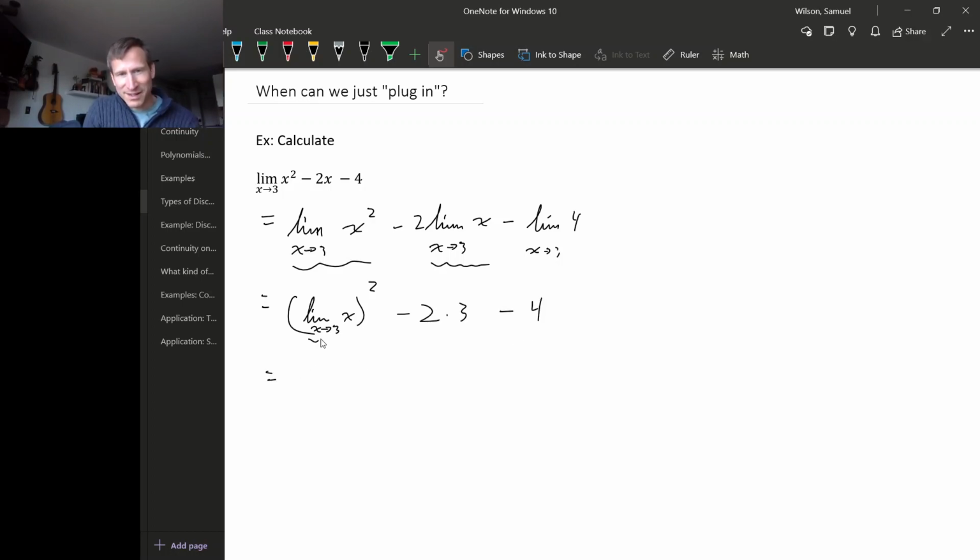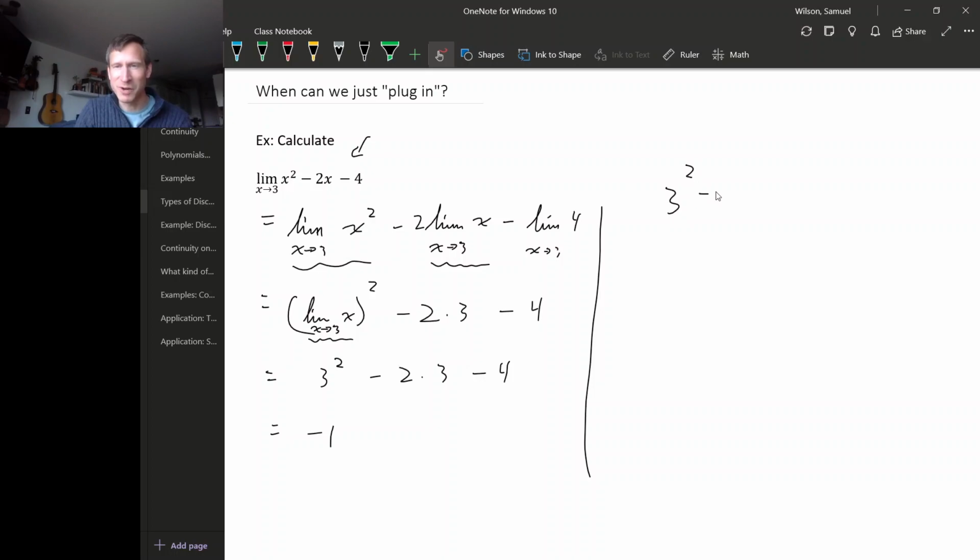And now, finally, this limit on the inside is 3, so 3 squared minus 2 times 3 minus 4, that's 9 minus 6, so 3, minus another 4, that's minus 1. But if we just plug 3 into this polynomial at the very beginning, we get 3 squared minus 2 times 3 minus 4, and that's the same thing, that's minus 1. So you can see both of these give us the same thing.